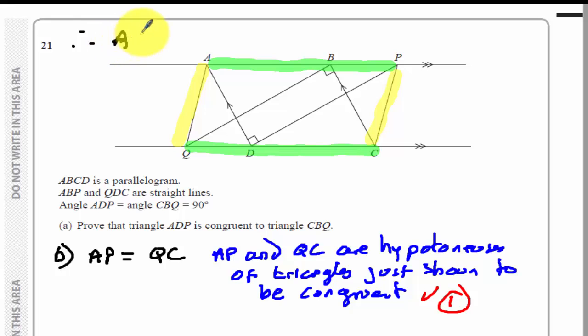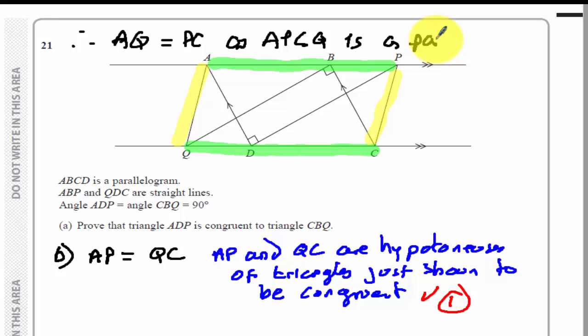Therefore, AQ equals PC as APCQ is a parallelogram. If these two sides in green are the same length and they're parallel, the line joining the end of both of them and the line joining the start, they must also be parallel because it's a parallelogram. And there's your 2nd mark.